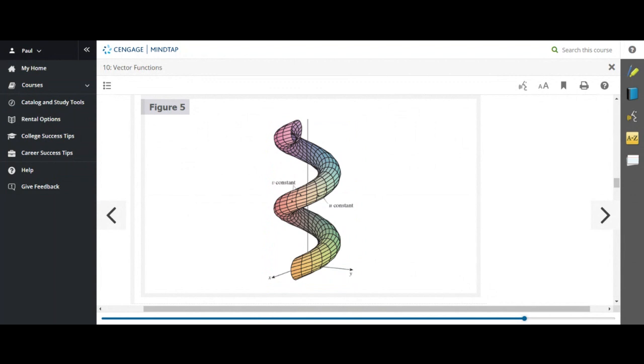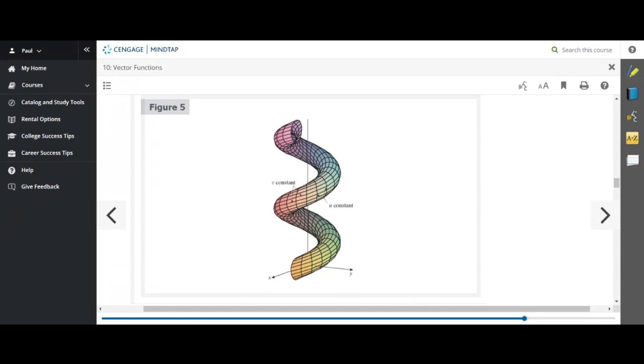Now, on the other hand, if you were to set u constant and let the variable v vary, you would generate what look like ellipses. But it's much easier to set v constant, and then observe that you get helices. So this is an example of these grid lines that they're talking about. You all see the grid lines in figure 5, right?